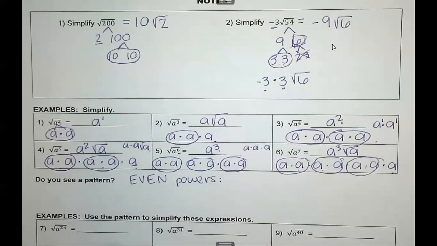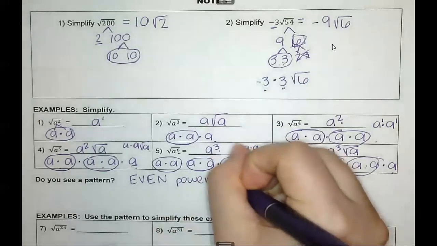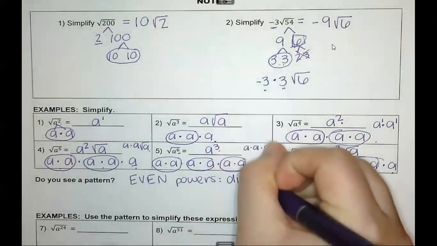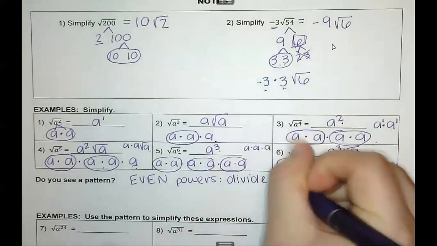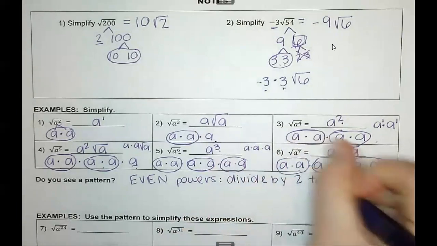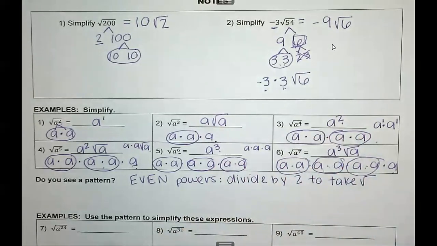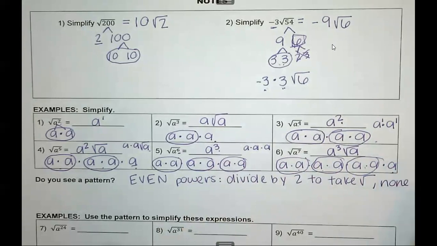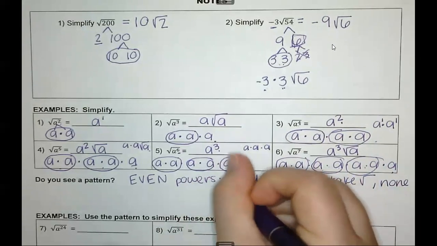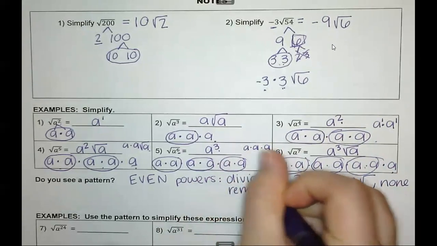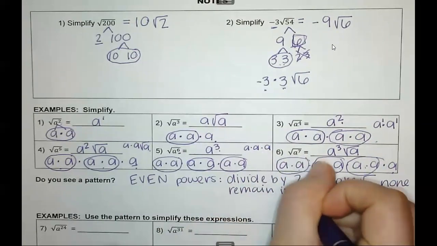So if we divide by 2 to take the square root, we will not have any left over, or none remain inside the square root.